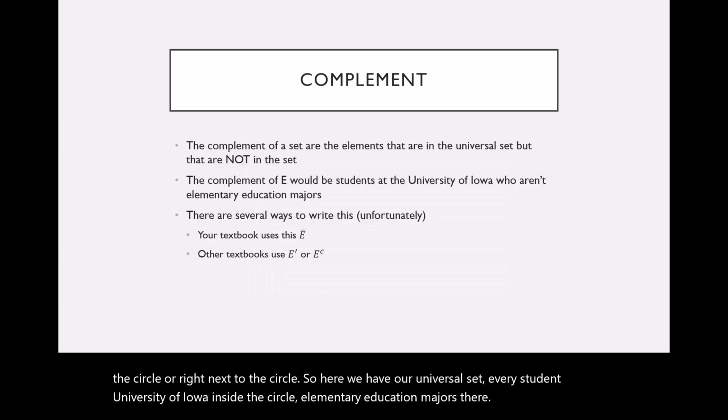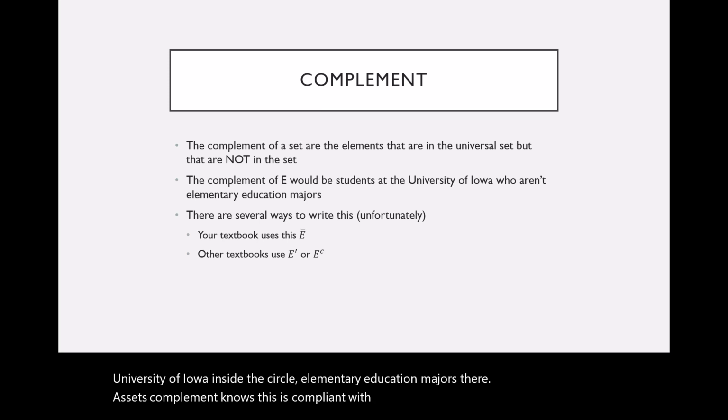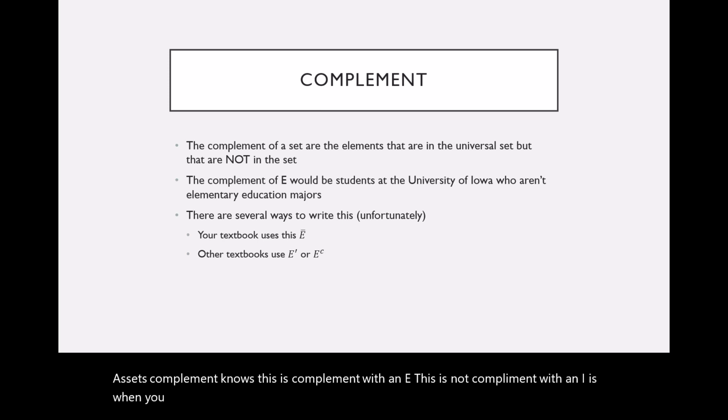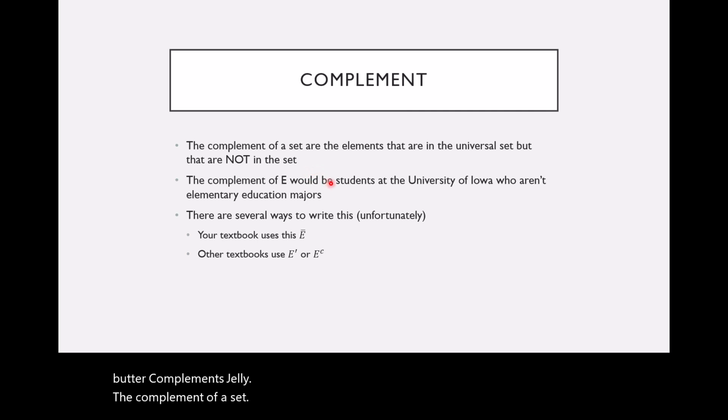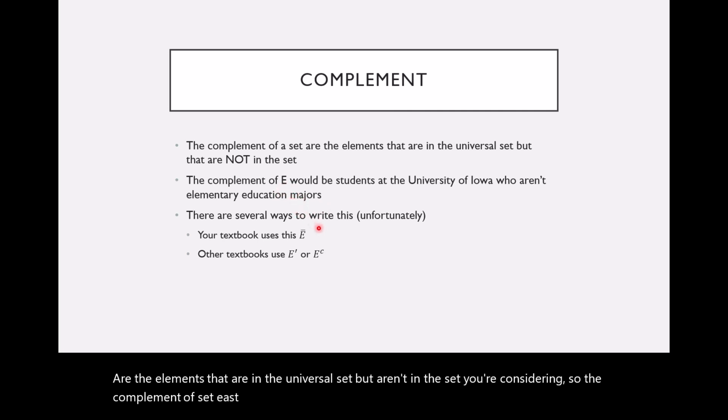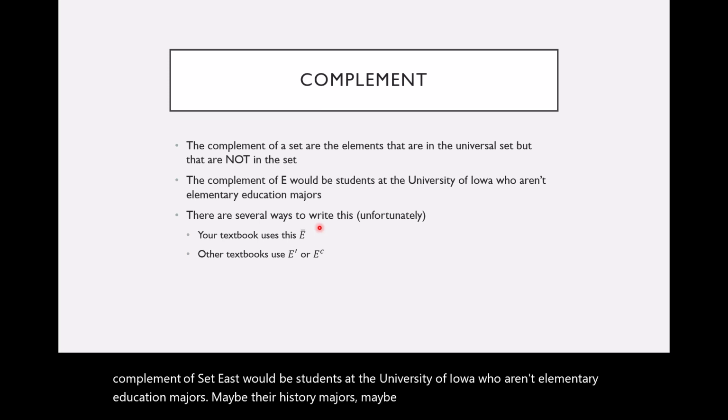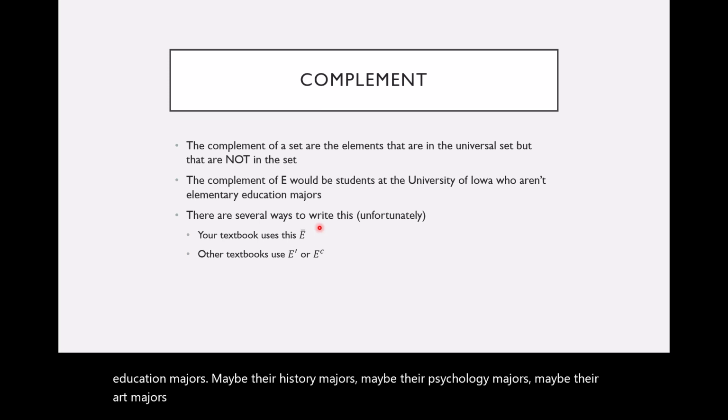A set's complement, notice this is complement with an E. This is not complement with an I, which is when you compliment somebody, like, oh, I like your shoes. Complement with an E means it completes something or it goes with something, like peanut butter complements jelly. The complement of a set are the elements that are in the universal set but aren't in the set you're considering. So the complement of set E would be students at the University of Iowa who aren't elementary education majors. Maybe they're history majors, maybe they're psychology majors, maybe they're art majors, maybe they're undeclared majors.